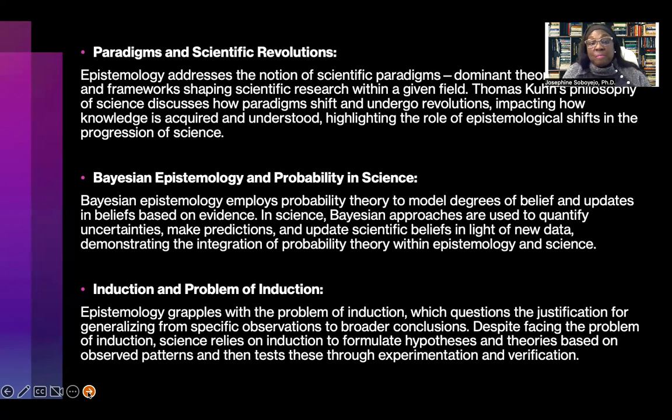Bayesian epistemology and probability in science. Bayesian epistemology employs probability theory to model degrees of belief and objections in beliefs based on evidence. In science, Bayesian approaches are used to quantify uncertainties, make predictions, and update scientific beliefs in light of new data, demonstrating the integration of probability theory within epistemology and science.